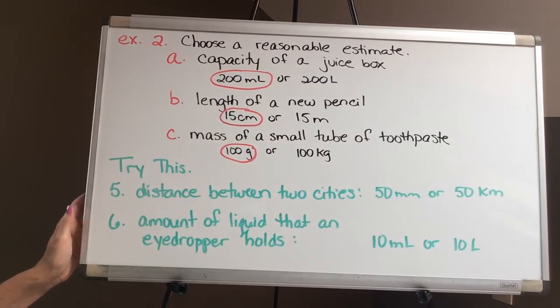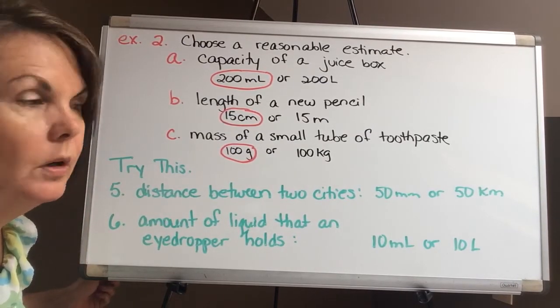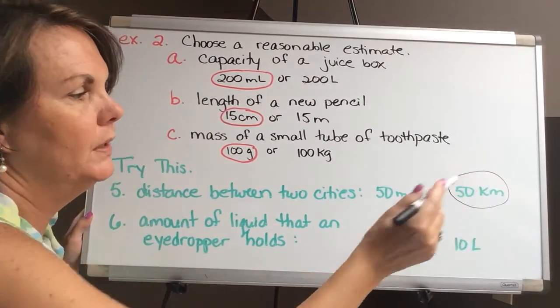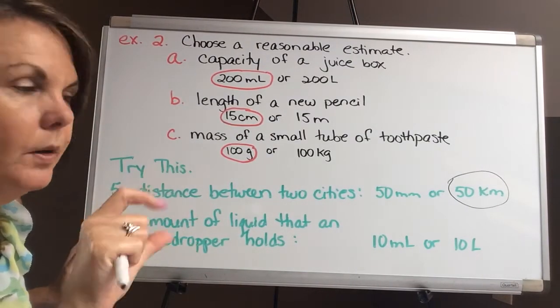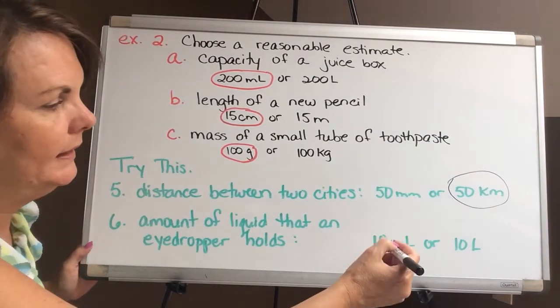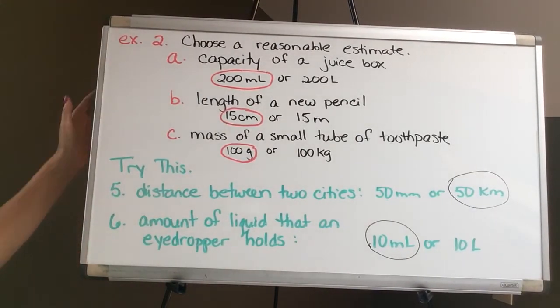Distance between two cities, 50 millimeters or 50 kilometers. Obviously, 50 kilometers. Amount of liquid that an eyedropper holds. An eyedropper. Would that be 10 milliliters or 10 liters? And again, pretty obvious. It's an eyedropper. It's going to be milliliters.